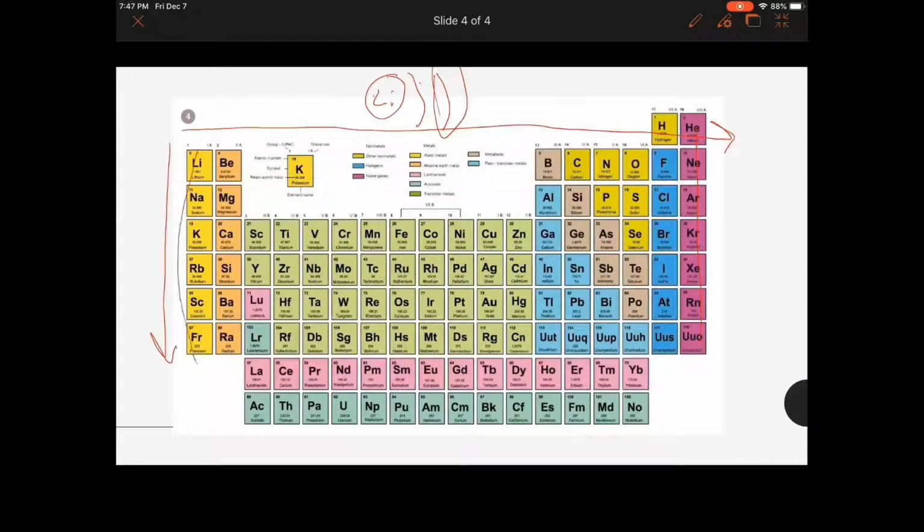All of these elements here have one electron in their valence shell. They all have more electrons, but they all have one in their valence shell. That has a lot to do with their characteristics and stuff that we learned about during the tour of the periodic table.